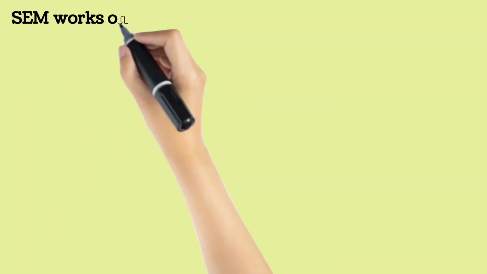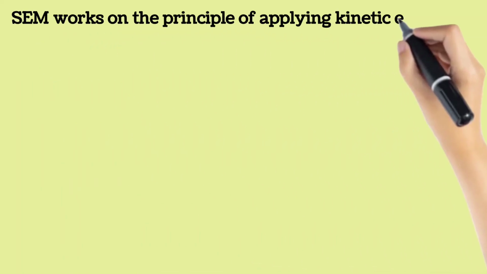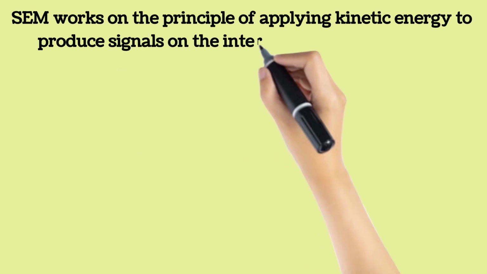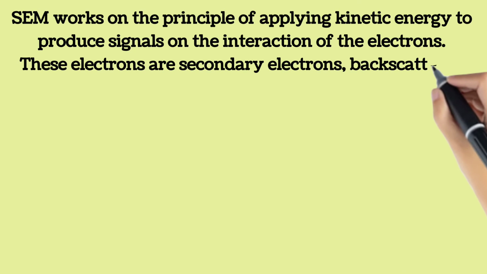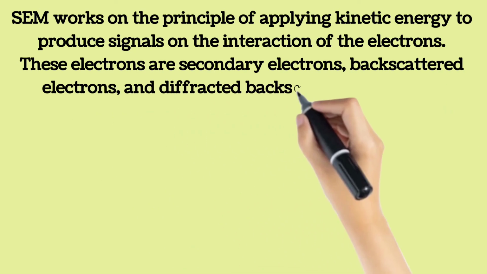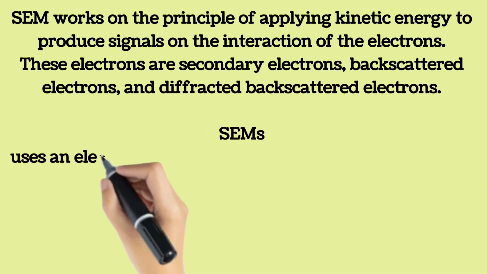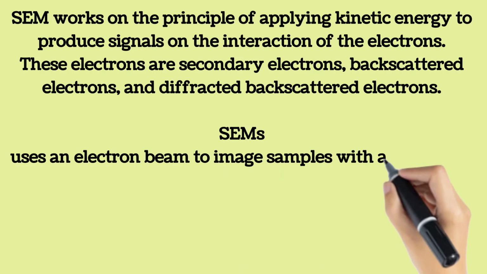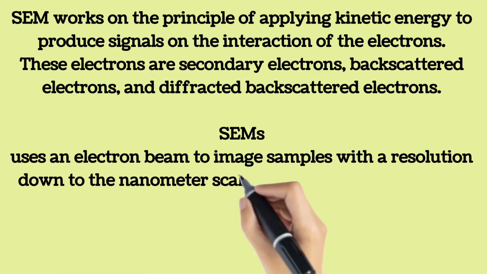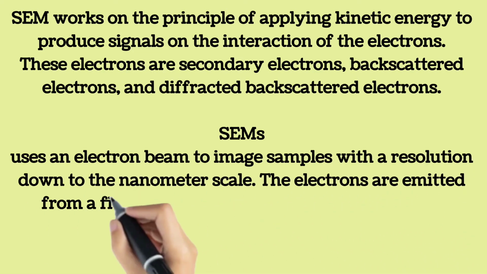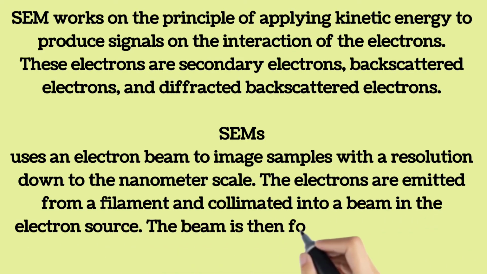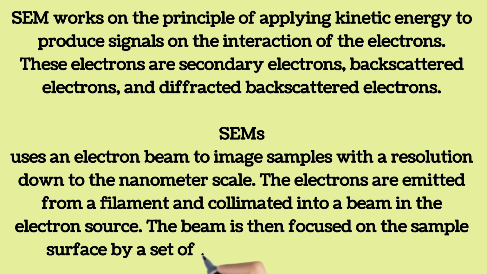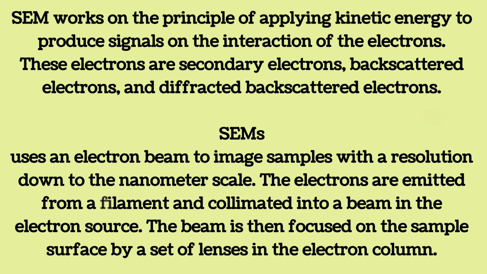The scanning electron microscope works on the principle of applying kinetic energy to produce signals on the interaction of the electrons. These electrons are secondary electrons, backscattered electrons, and diffracted backscattered electrons which are used to view crystallized elements and photons. Scanning electron microscopes use an electron beam to image samples with a resolution down to the nanometer scale. The electrons are emitted from a filament and collimated into a beam in the electron source. The beam is then focused on the sample surface by a set of lenses in the electron column.